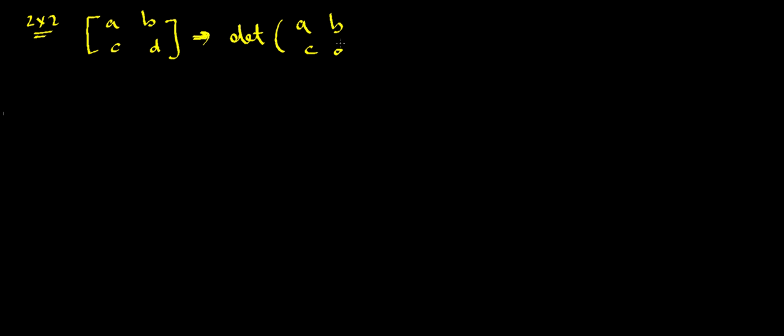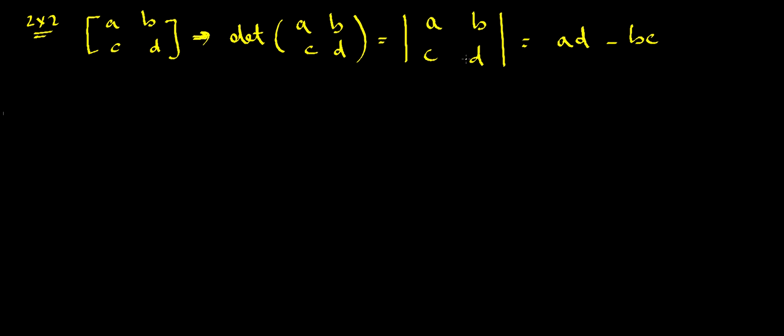So, given a 2 by 2 matrix A, B, C, D, the determinant of this matrix, and the way the notation works is that we have two lines, is equal to AD minus BC, A times D minus B times C. Alright.